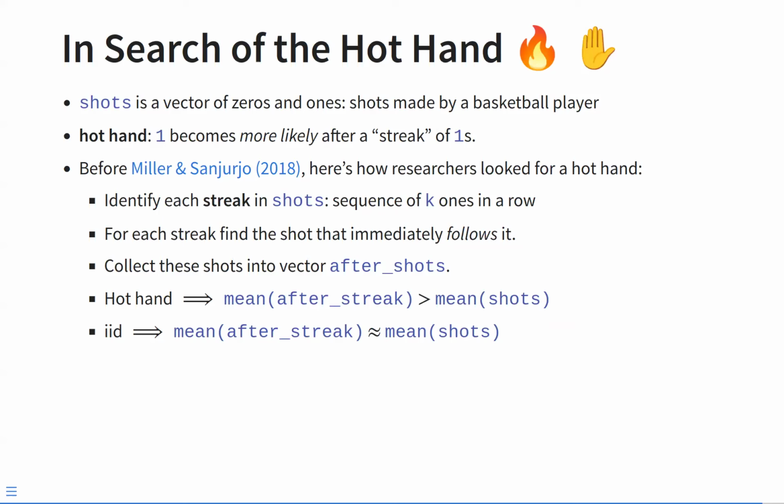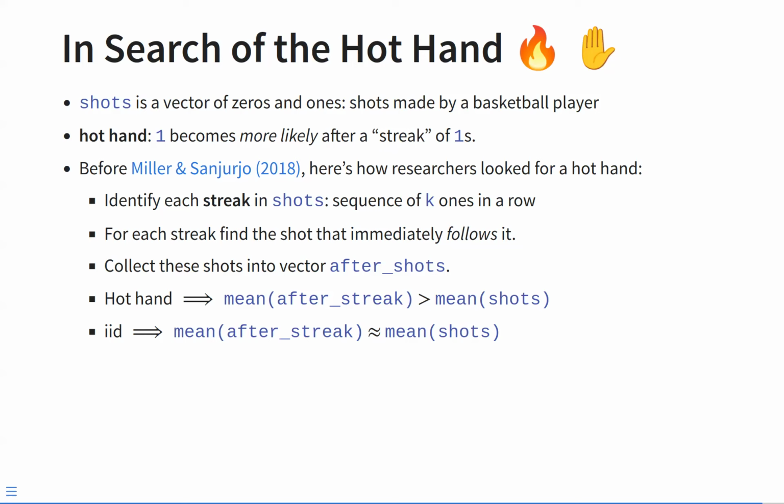from there. We're going to be looking at a vector called shots, which is a vector of zeros and ones. These are the shots made by a basketball player. A hot hand is a situation where a 1 becomes more likely after we've seen a streak of ones, so a sequence of all ones in a row.